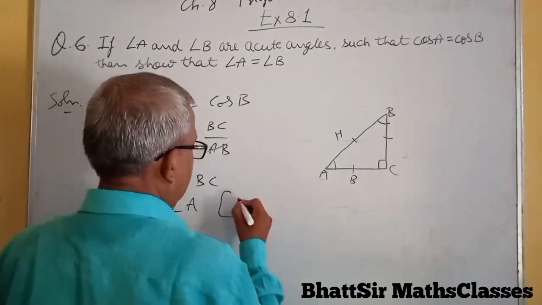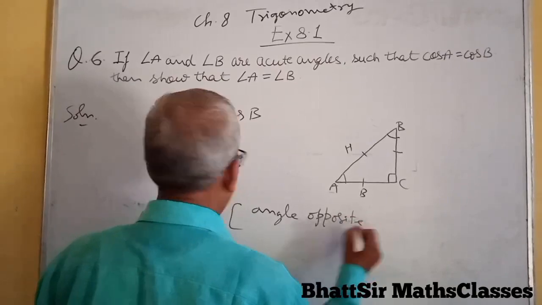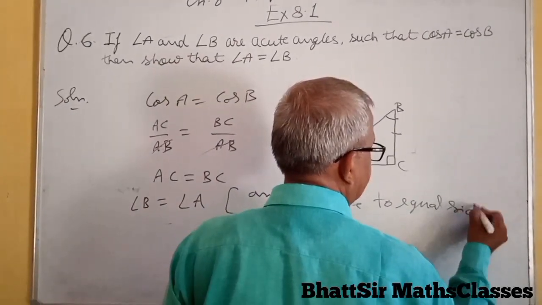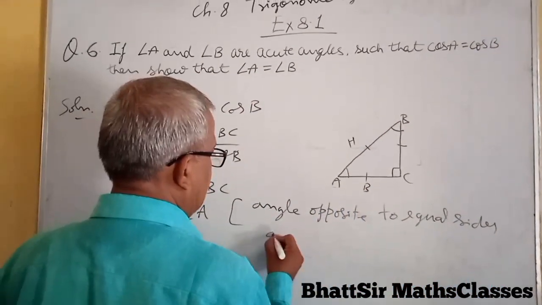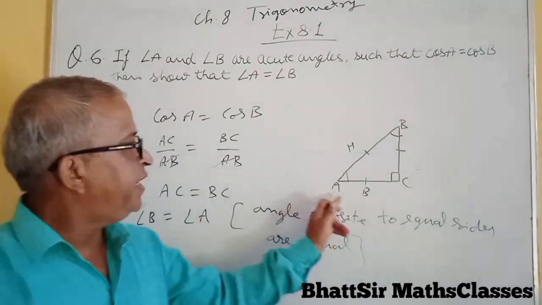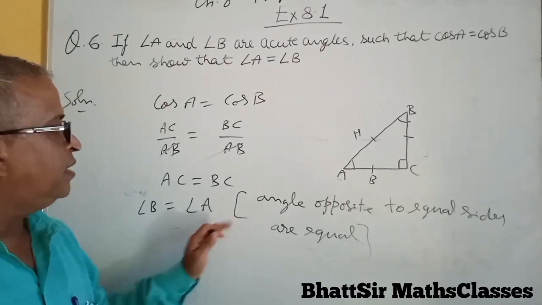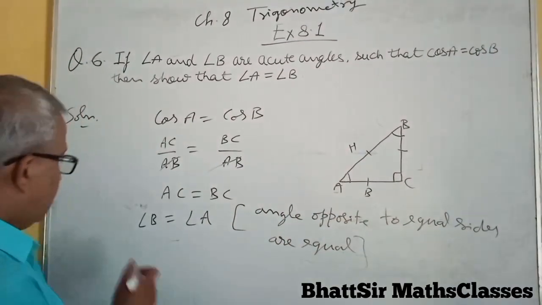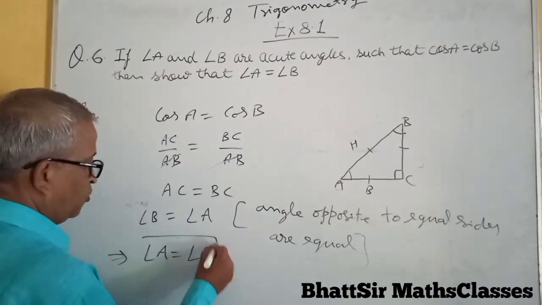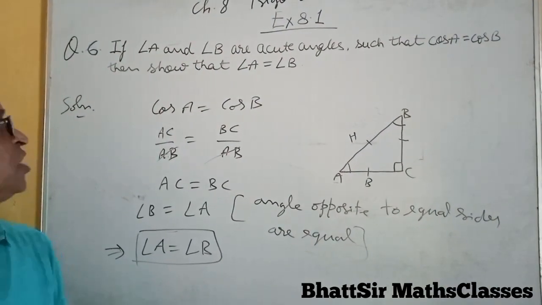angle B equals angle A, because angles opposite to equal sides are equal. I already proved AC equals BC, so these are equal sides. So angle B equals angle A. Angles opposite to equal sides are equal, implies that angle A equals angle B. Hence proved. So now I am taking question number 7.